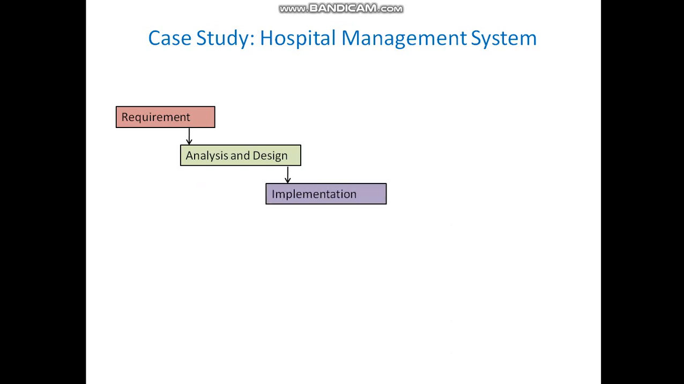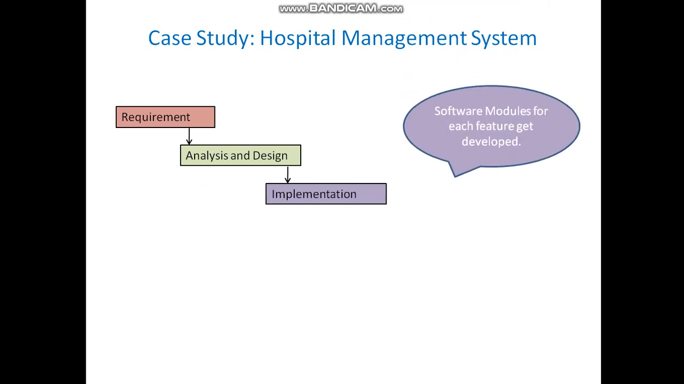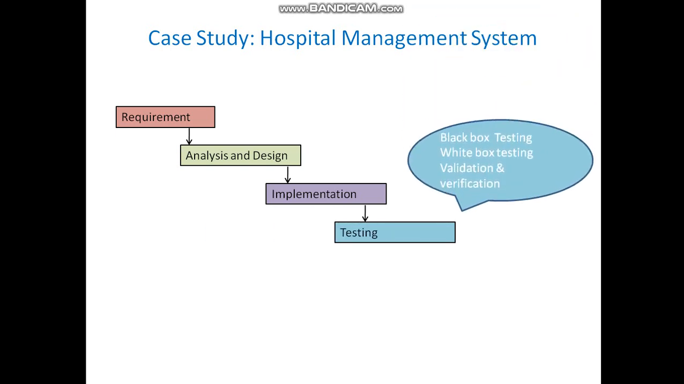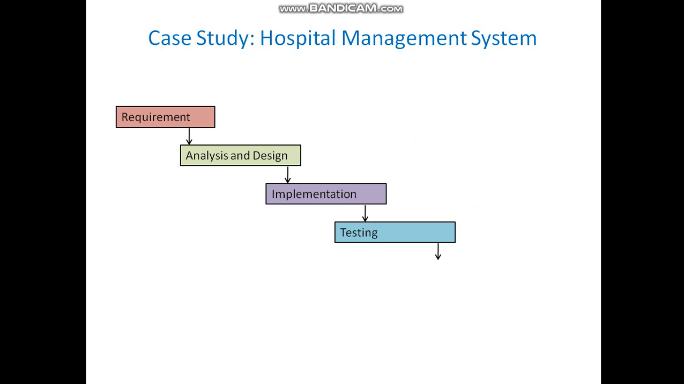Then the next part is implementation. So the software module for each feature gets developed. Whatever the design team is expecting, all features must get implemented in this implementation module, and developers work on that. Now next comes the testing phase. So the product is ready module-wise, then black box testing comes ahead, then white box testing, again validation and verification, even integration testing, performance testing, likewise all testing will be done over here, and that complete product is now ready.